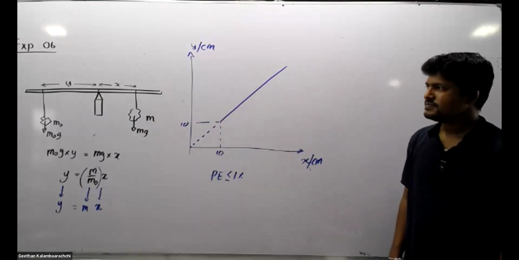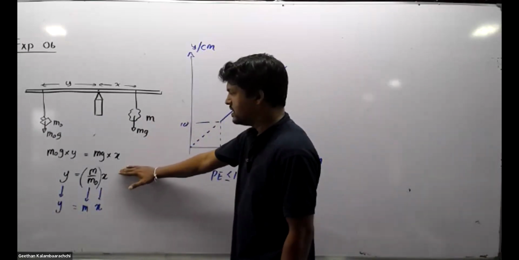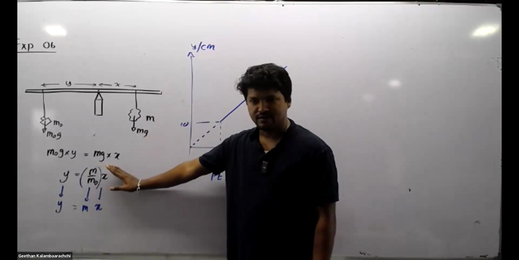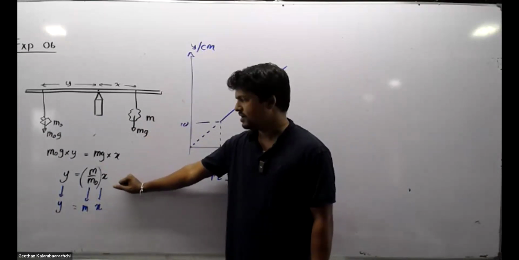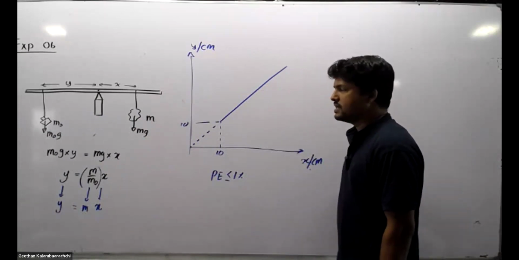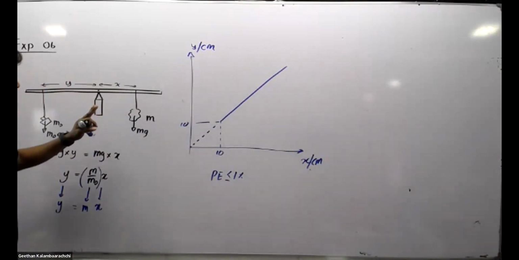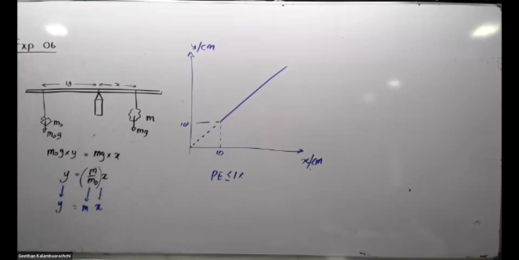So using this principle and by finding the gradient you can find out the unknown mass. What are the points you need to consider, the things to be careful about when you do the experiment?